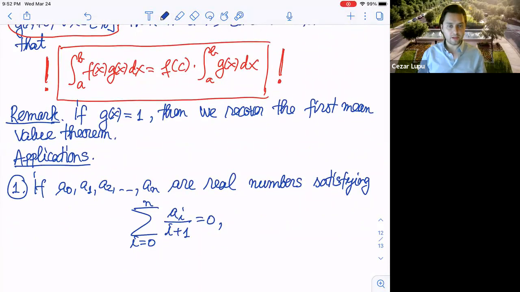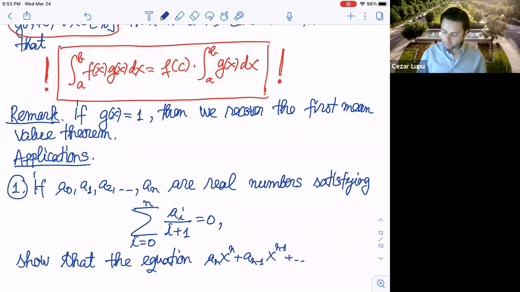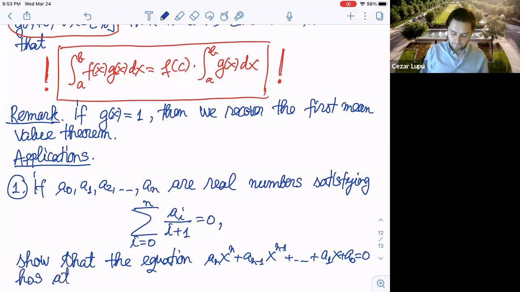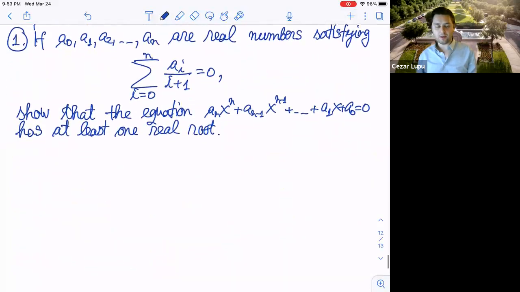So if we have these numbers satisfying this condition, show that the equation, so the polynomial equation, let's write it: a_n x to the power n plus a_{n-1} x to the power n minus 1 plus ... plus a_1 x plus a_0 equals 0. So this equation has at least one real root.